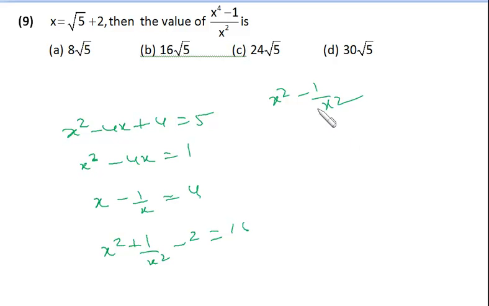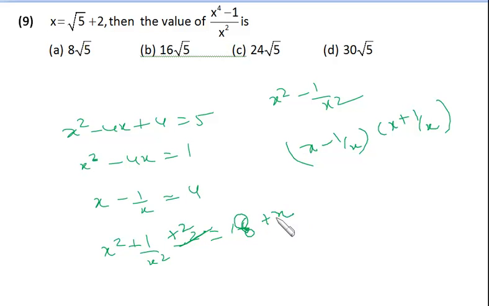But we want x square minus 1 upon x square. For that we need to have x minus 1 upon x and x plus 1 upon x. So here x square plus 1 upon x square minus 2 is equal to 16. So this is 18. Now I want x plus 1 upon x, so I just add 2 to both the sides. Now x plus 1 upon x whole square is 20. That means x plus 1 upon x is equal to root 20. So this is precisely root 20, and x minus 1 upon x is 4. So your answer is 4 root 20.